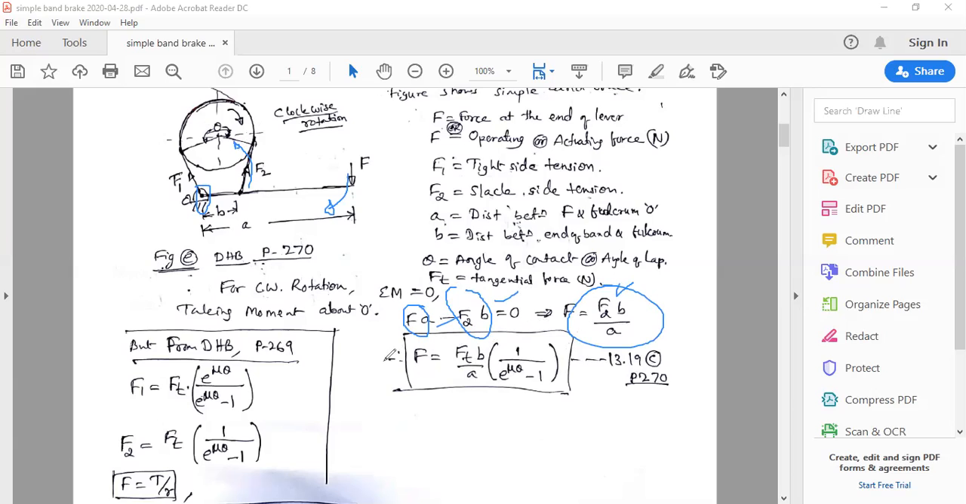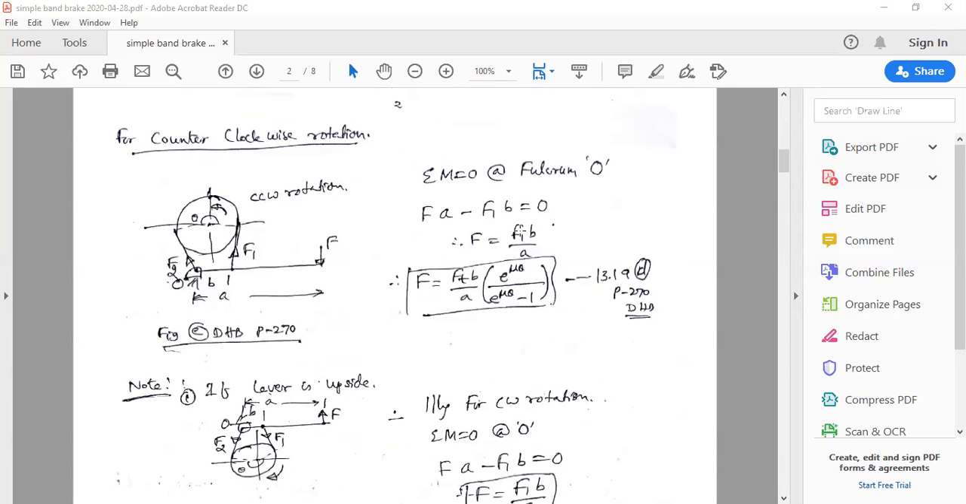Suppose you don't know F2, then F2 is converted in terms of Ft, as we converted earlier, and substituted here, so that F equals Ft into B divided by A into 1 divided by e raised to mu theta minus 1. This is available in the data handbook, page number 270, equation number 13.19c. So this is one case, when the drum is rotating in the clockwise direction. Suppose the drum is rotating in the anti-clockwise direction, what happens? There is a change with respect to the tight side and slack sides.